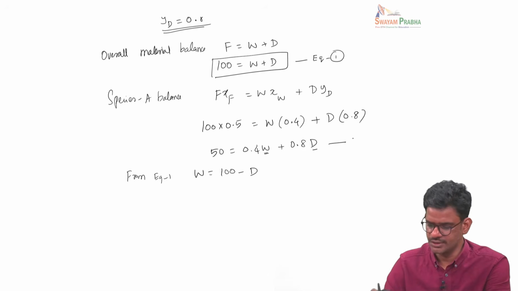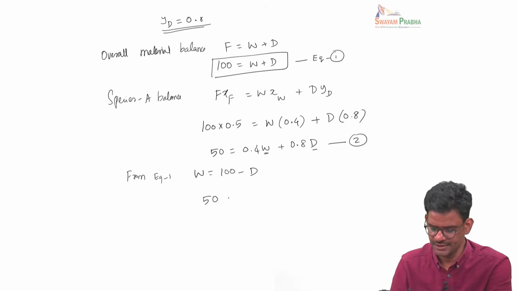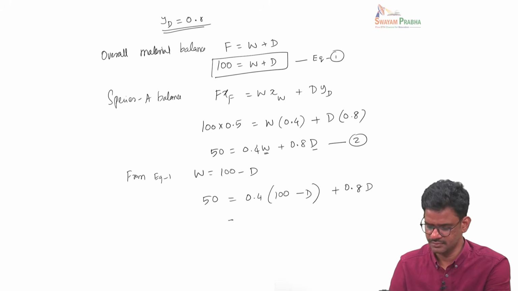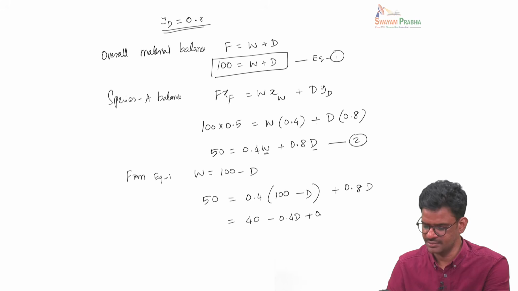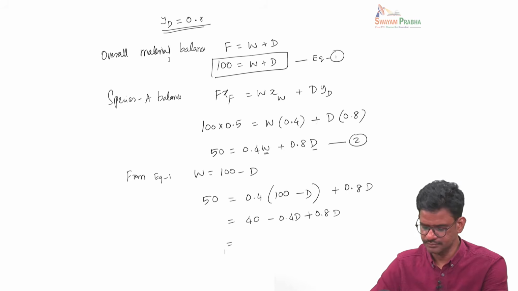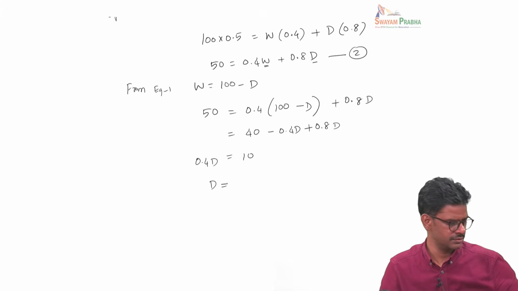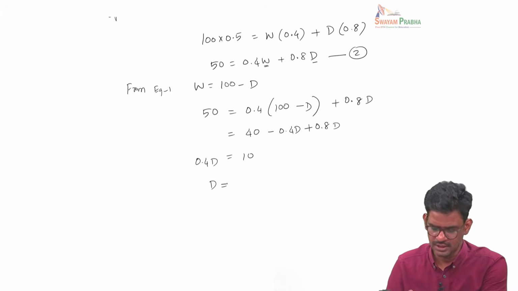So, substituting that in equation 2, we have 50 is equal to 0.4 times 100 minus D plus 0.8 D. So, we get 40 minus 0.4 D plus 0.8 D. So, this is basically 0.4 D is equal to 10. And this becomes 25 kilomoles per hour.